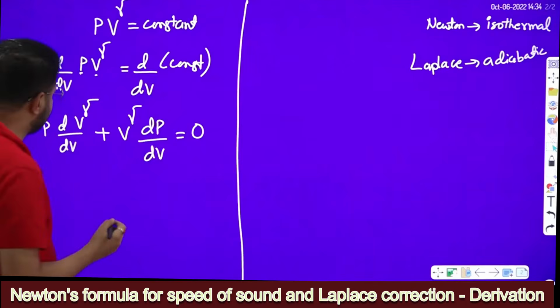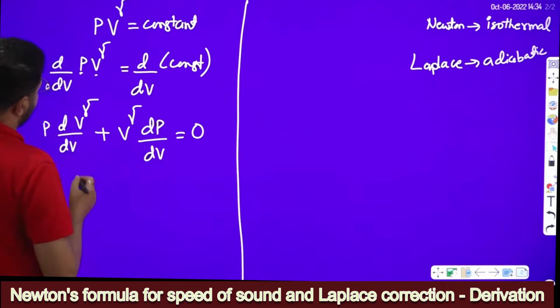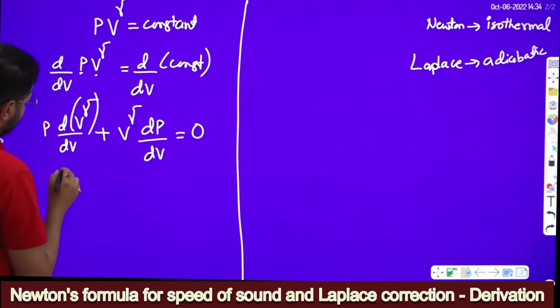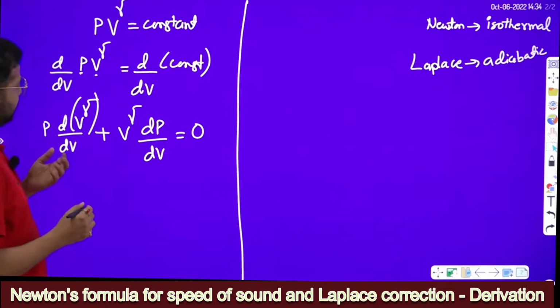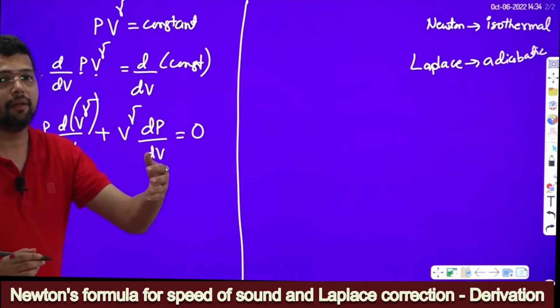Now, we will simplify this a little bit. What is differentiation of V power gamma? It is in the form of differentiation of x power n, which is n into x power n minus 1.